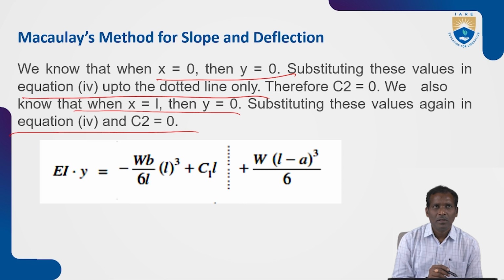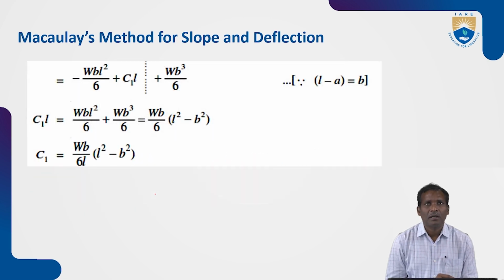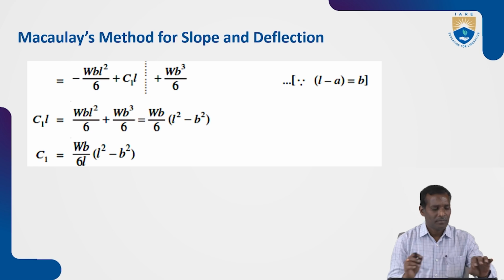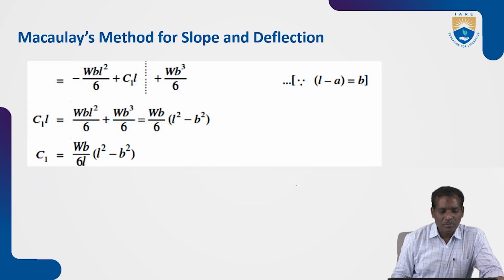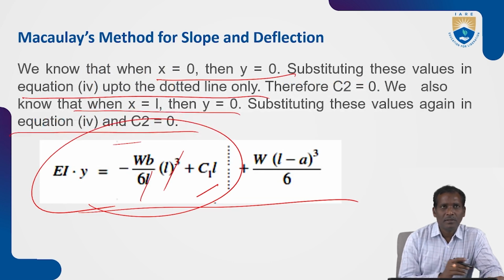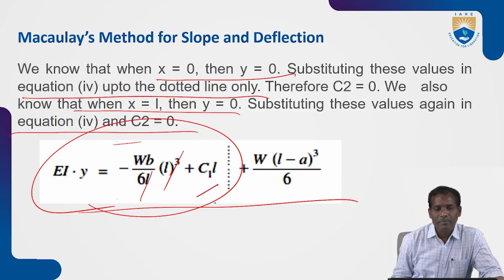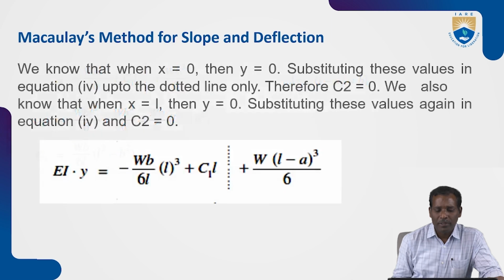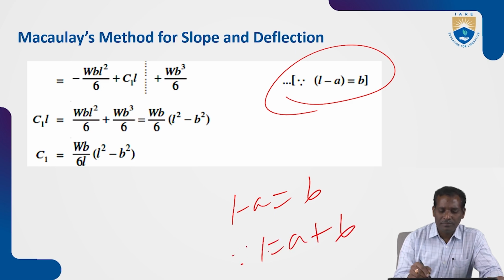Substituting these values again in equation 4, we will get the C1 value. With C2 substituted, we get W b by 6L into (L square minus b square). So in the equation: minus W b by 6L into L cube plus C1 L plus W into (L minus a) cube by 6. In this, minus W b L square by 6 plus C1 L plus W b cube by 6. What is this W b cube by 6? Because L minus a is equal to b, since L is equal to a plus b, as shown in the figure.